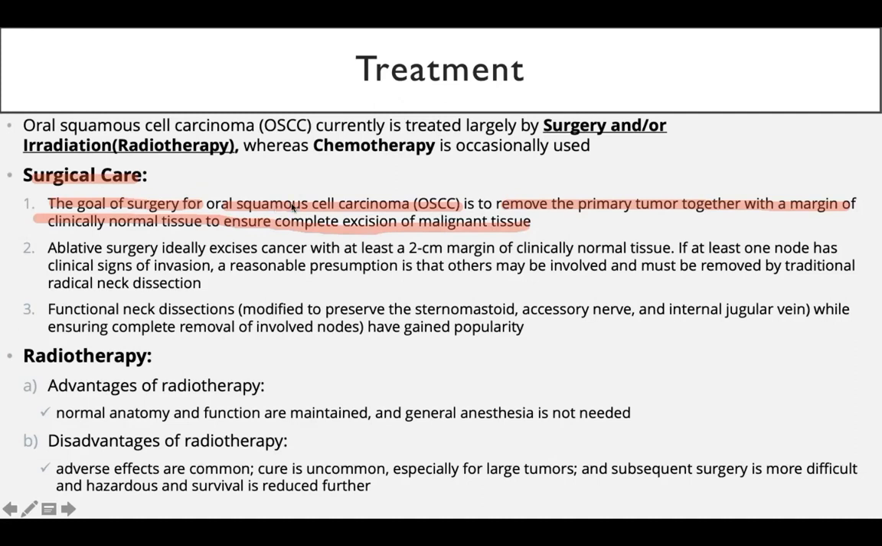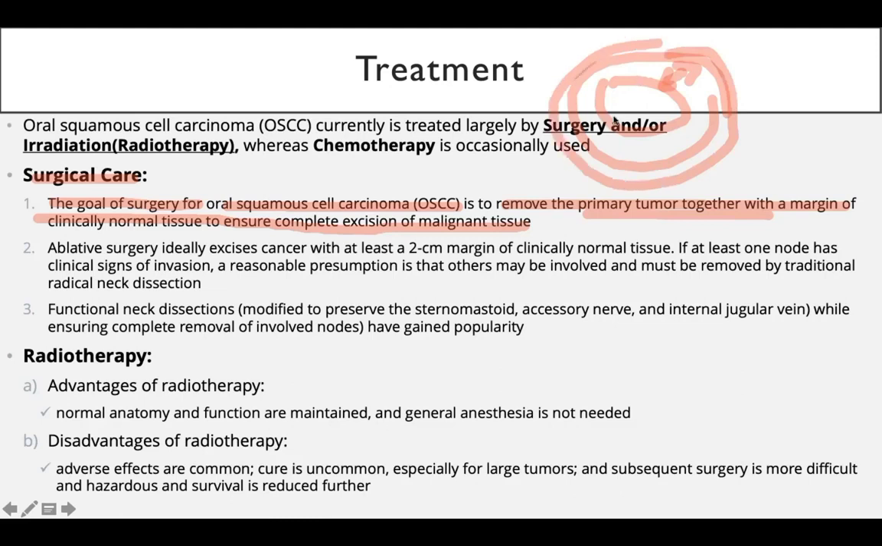So what is the goal of the surgery? To remove the oral squamous cell carcinoma from the primary tumor along with the margins of the normal tissues. So for example, if you have a tumor here, you go beyond 1 centimeter margin and you remove some of the normal tissue along with the cancerous lesion to make sure all the malignant tissue has been excised, to ensure the complete excision of malignant tissues.